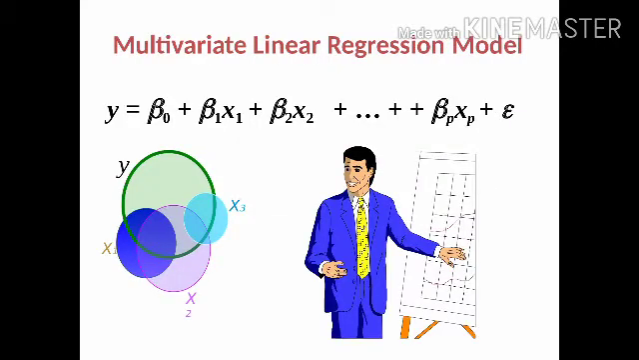The model of multiple linear regression is y equals beta naught plus beta 1 x1 plus beta 2 x2 plus etc. plus beta p xp plus epsilon, where y is the dependent variable, x1, x2, etc. xp are the independent variables, p is the number of independent variables, beta naught is the constant, beta 1, beta 2, etc. beta p are the regression coefficients, and epsilon is the error term.